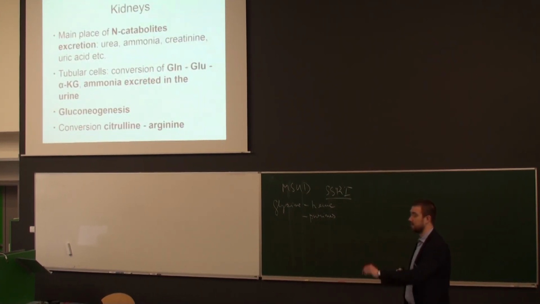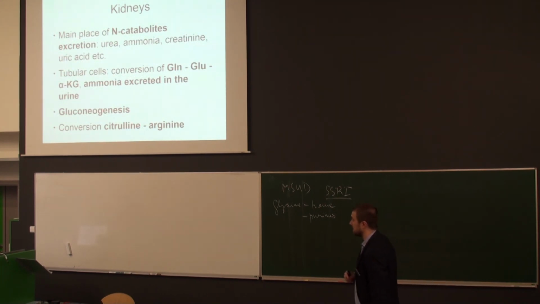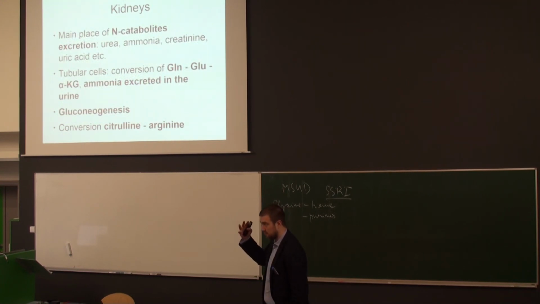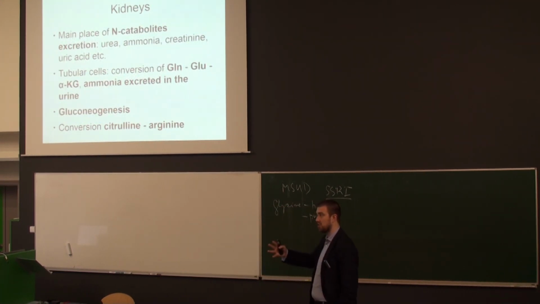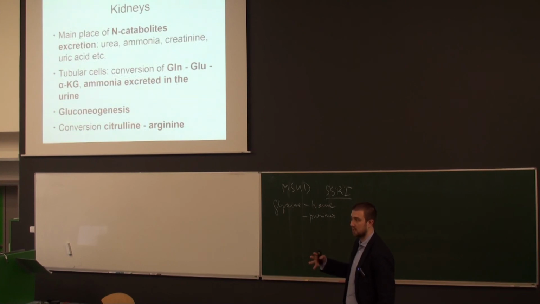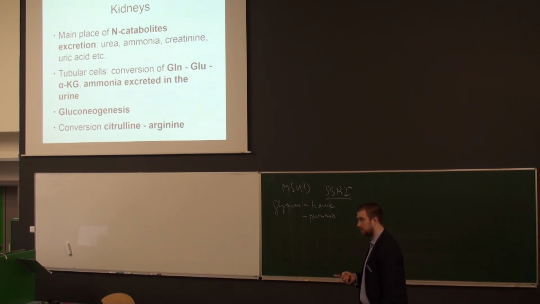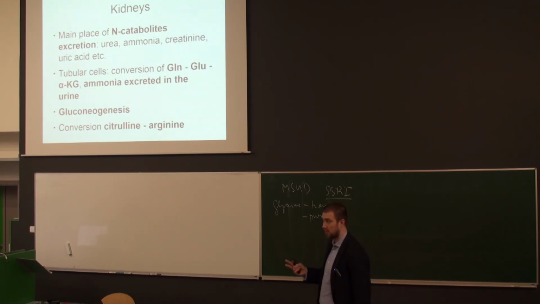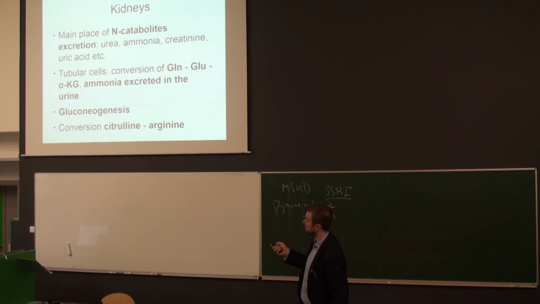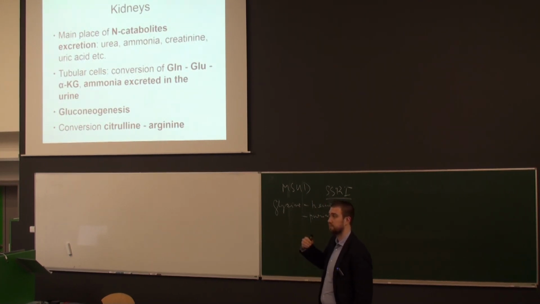And then the last, that are the kidneys. In the kidneys, as a basic main role, you do the excretion of nitrogen waste compounds. That means in the kidneys you excrete urea, you excrete creatinine, you excrete free ammonia, and from purines you, for example, produce uric acid, and that you excrete also in the kidneys.